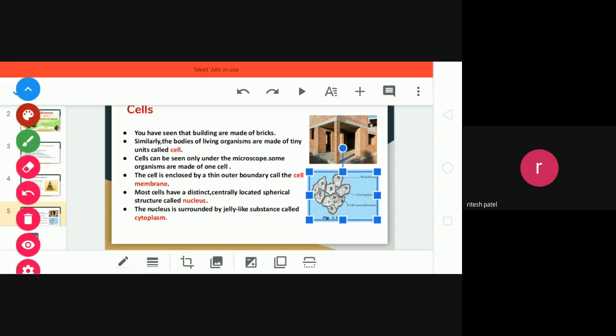So that jelly is called cytoplasm. What is meant by cytoplasm?